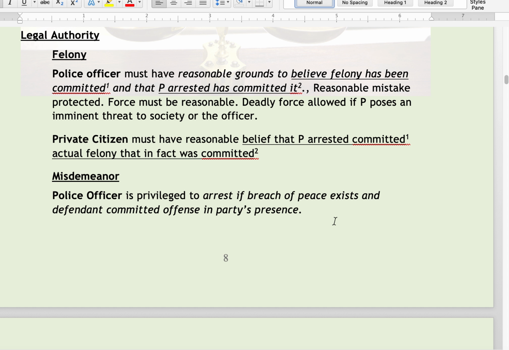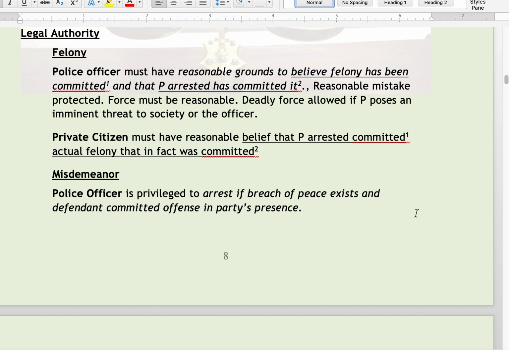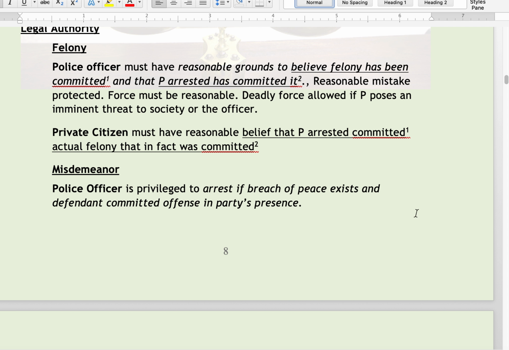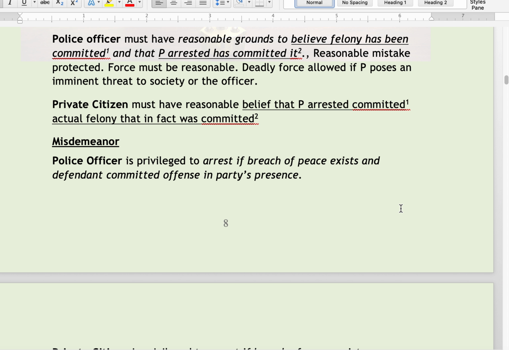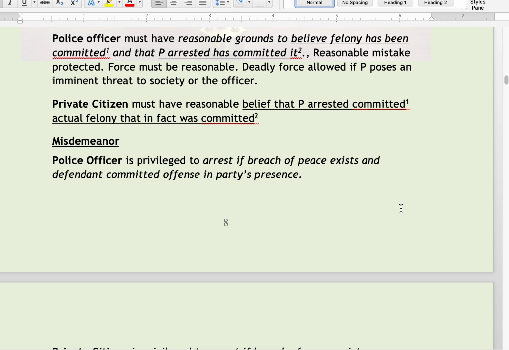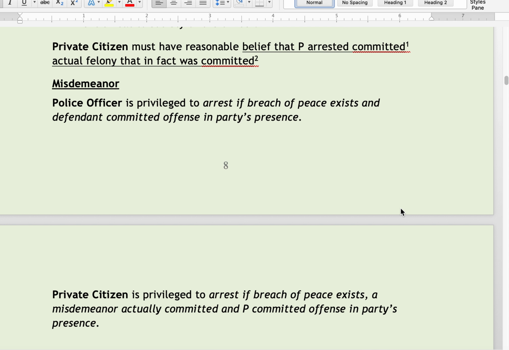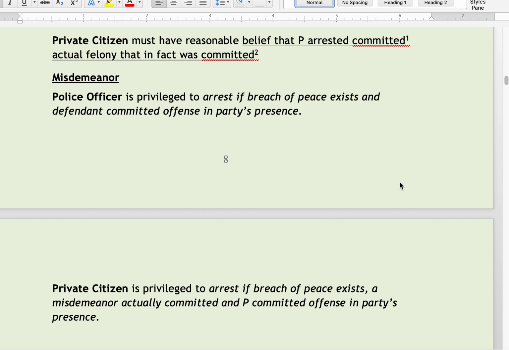Legal authority. Felony. Police officers must have reasonable grounds to believe a felony has been committed and that the plaintiff arrested has committed it. Reasonable mistake is protected. Force must be reasonable. Deadly force allowed if the plaintiff poses an imminent threat to society or the officer. Private citizen must have a reasonable belief that plaintiff arrested committed an actual felony that was in fact committed.